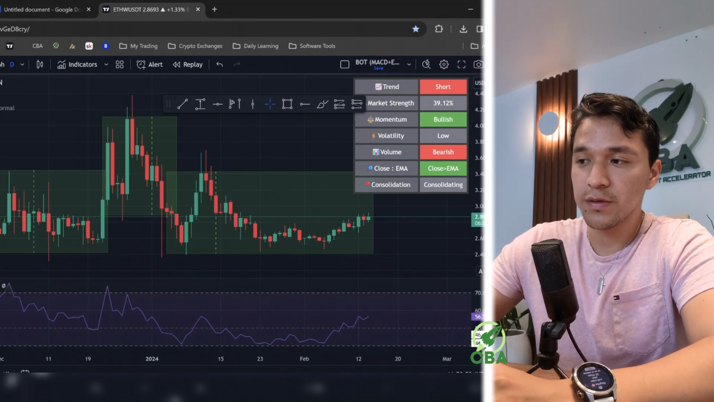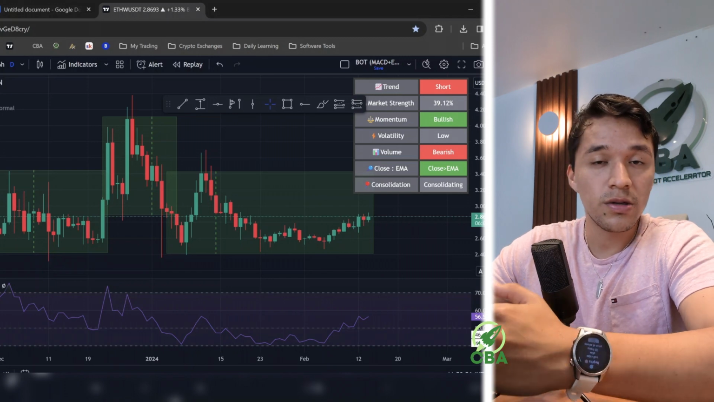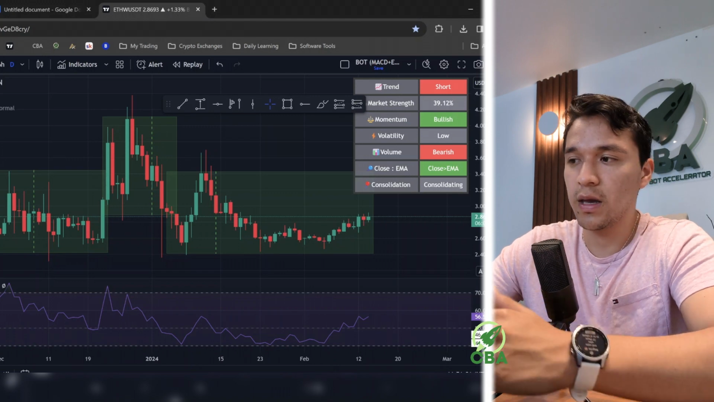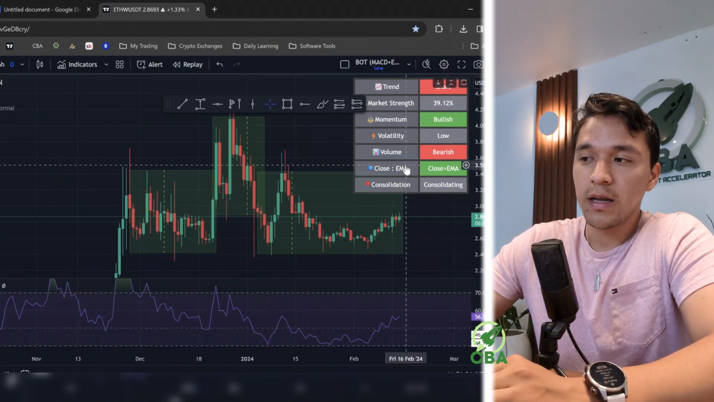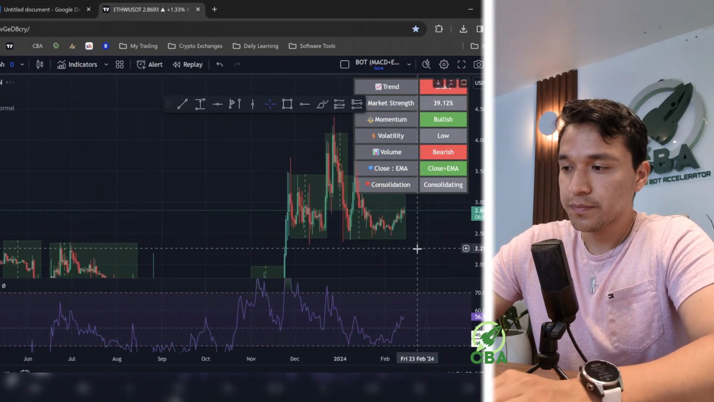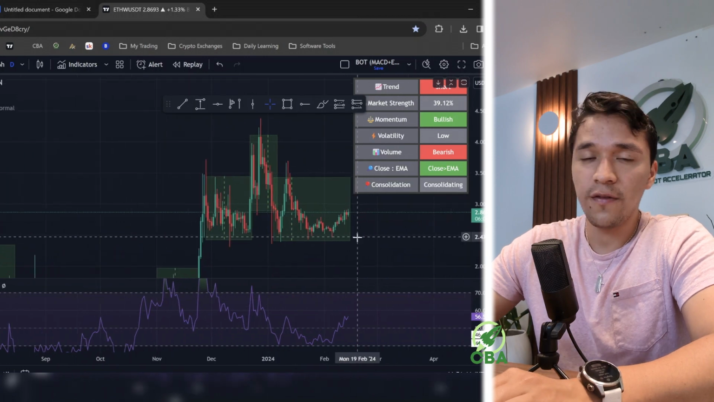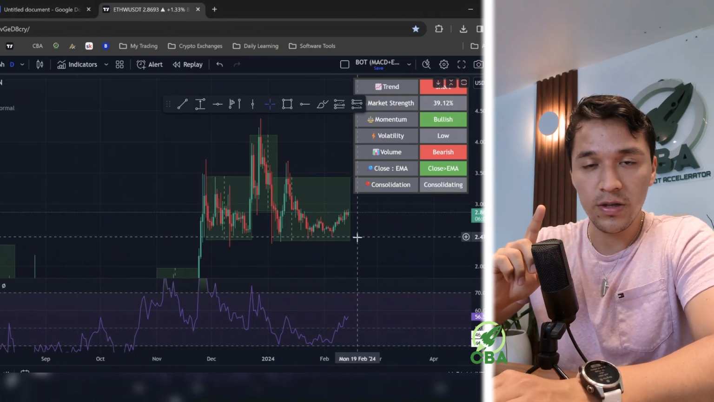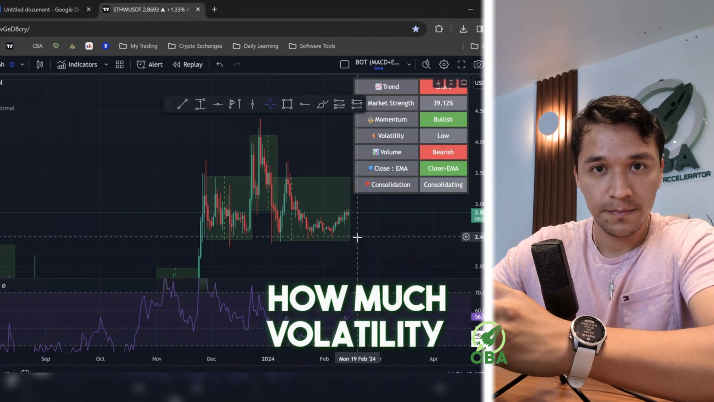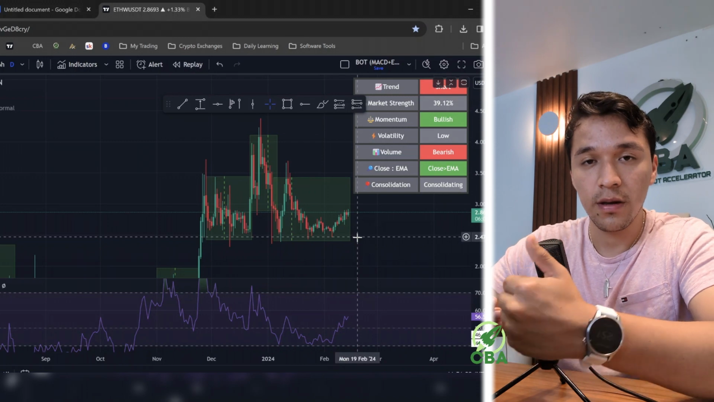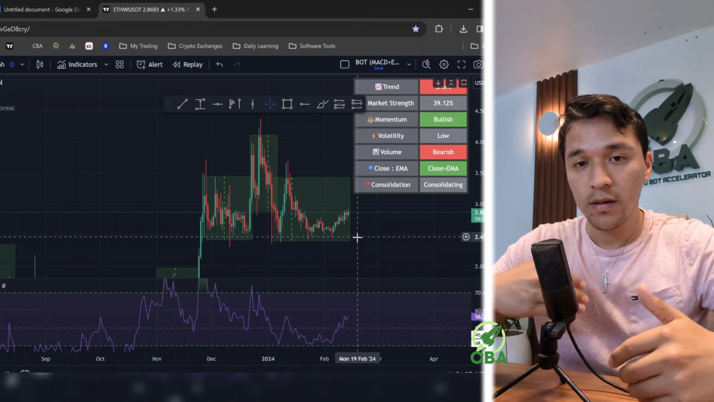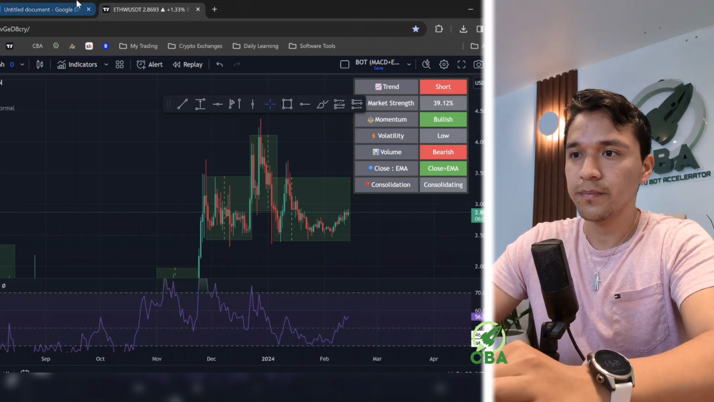We can see the momentum is bullish. The consolidation is on. Consolidation is one of the most important things when looking at the CBA 2.0 indicator. And also, well, volatility is quite low. So that is something to also keep in mind. But so far, looks good. If anything, take only one thing in consideration, and that is how much volatility this cryptocurrency has. Volatility is measured in ups and downs. Stronger the up and stronger the down, stronger the volatility.